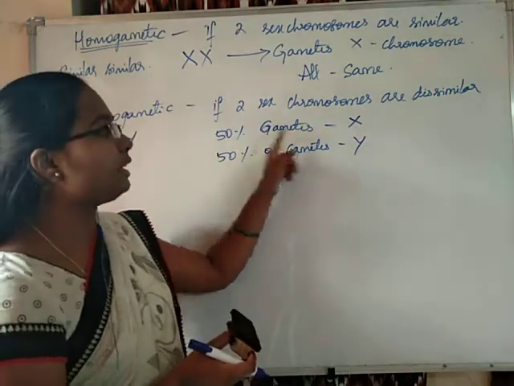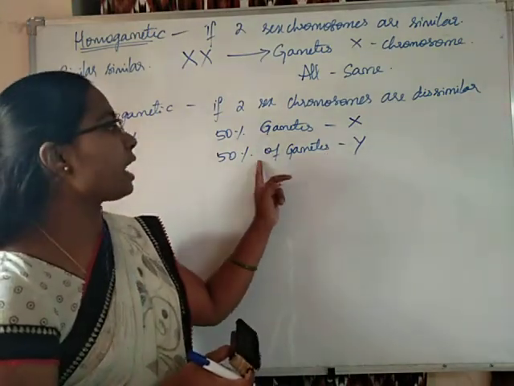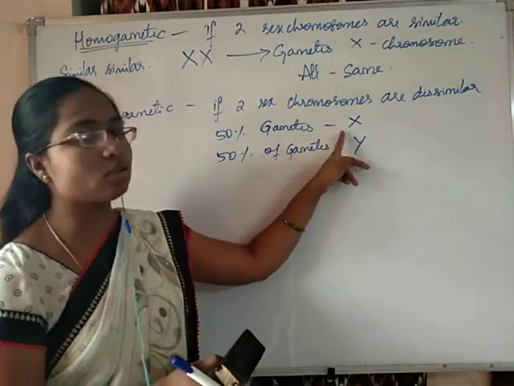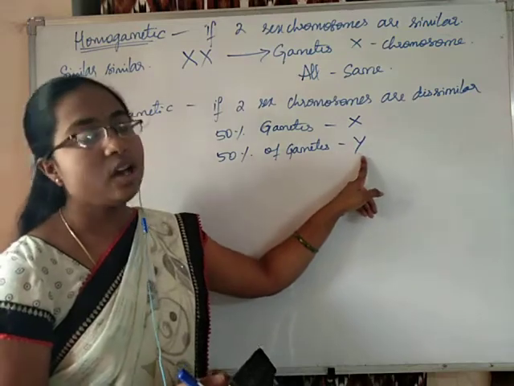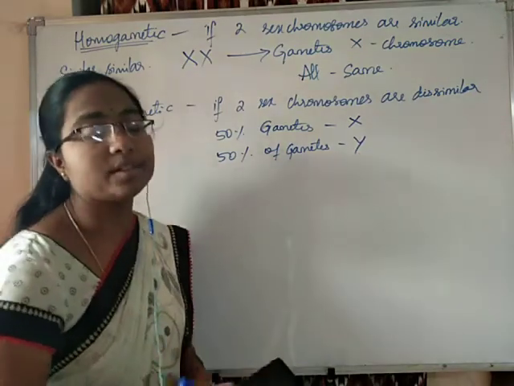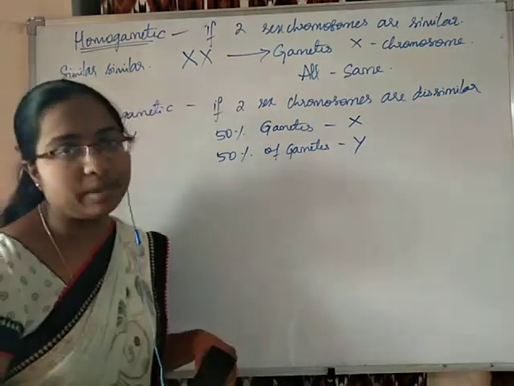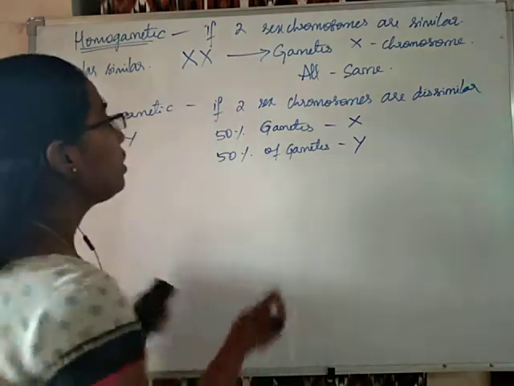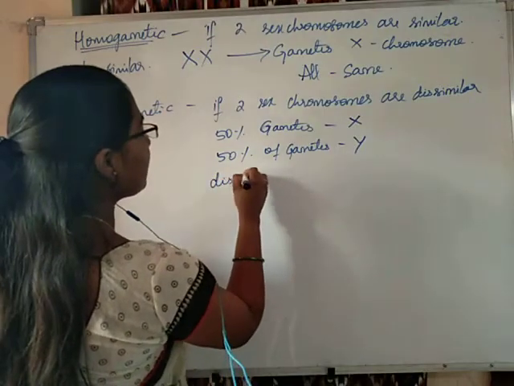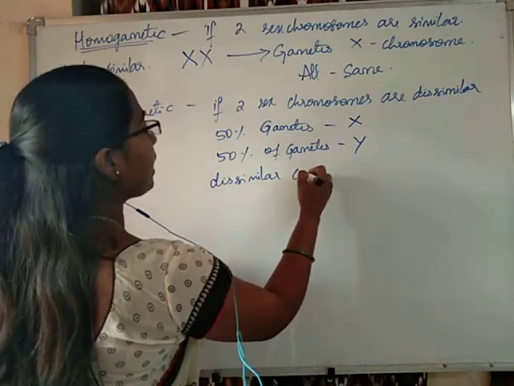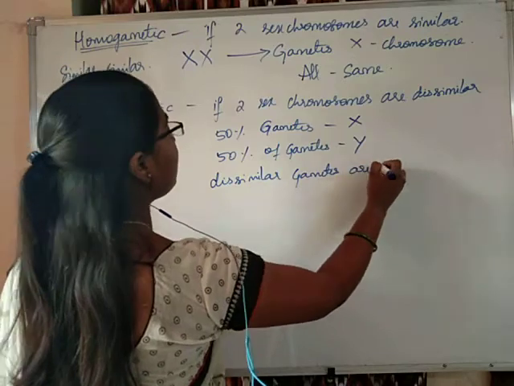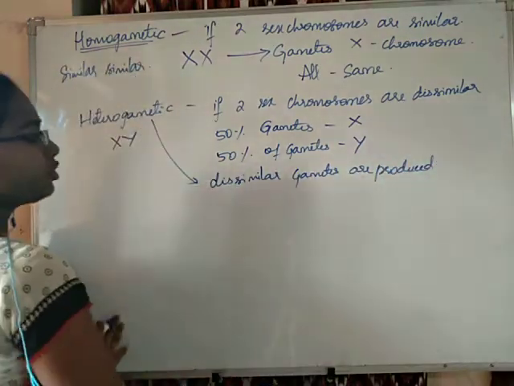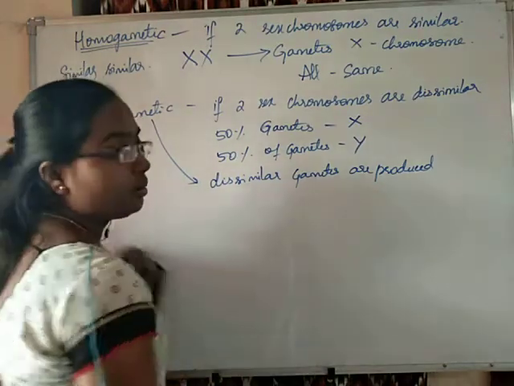Half of the gametes will contain the X chromosome, half of the gametes will contain the Y chromosome. So here we have observed that there are two different kinds of gametes produced, right. So all the gametes are not the same, two different gametes are produced. In the case of a heterogametic individual, dissimilar gametes are produced.